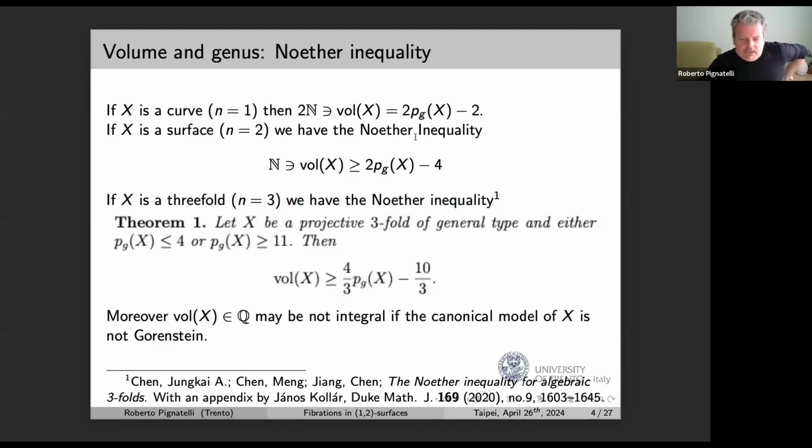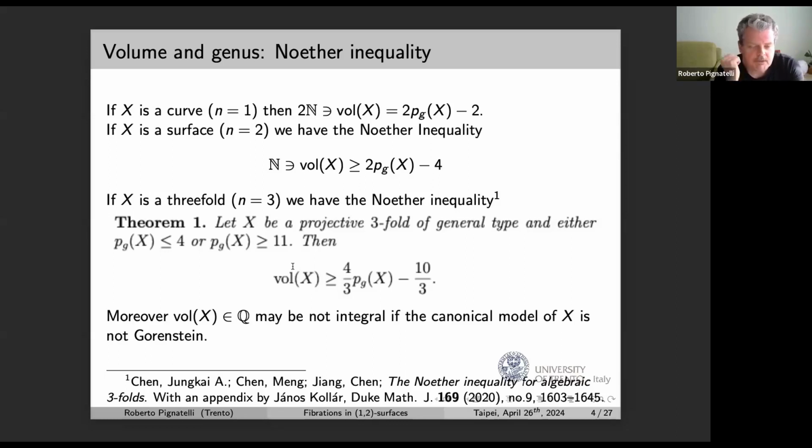named by analogy with dimension 2, is due to Yongkai, who is in the room, Meng Chen and Zhang Chen. And I think this is the best version I know, which is this paper from Duke 2020, which says that the volume is at least 4/3 pg minus 10/3, if you assume pg smaller than 4 and pg bigger than 11. And in particular for pg 7 to 10, to my knowledge, it is not known if this is still true or not. There are technical problems.